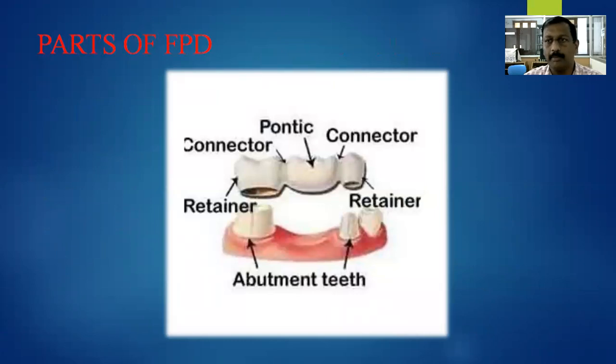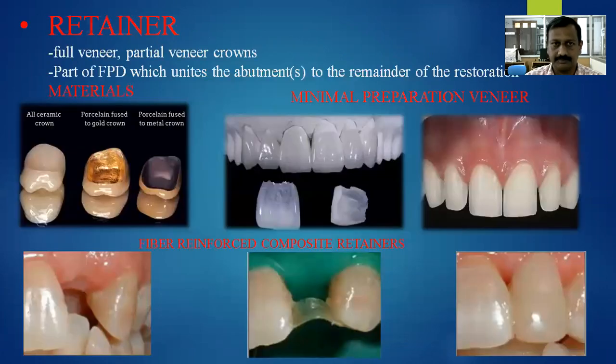So what are the parts of a fixed partial denture? Today we'll be seeing in detail the different parts of a fixed partial denture. It consists of mainly three parts: the retainer, connector, and pontic. The retainer will be sitting on the abutment tooth. The abutment tooth is the one which is going to support the fixed partial denture.